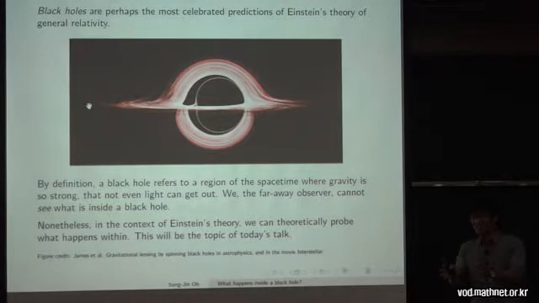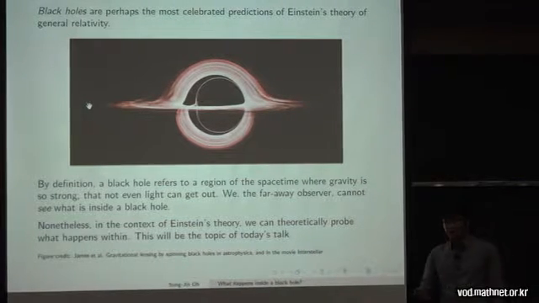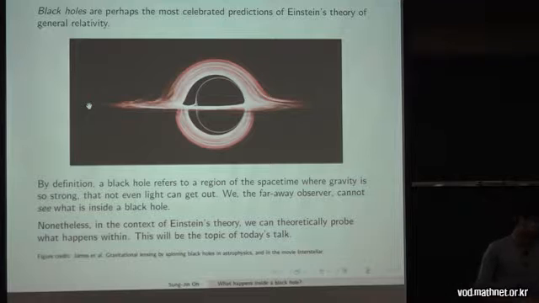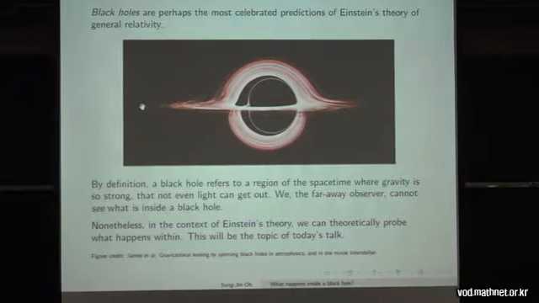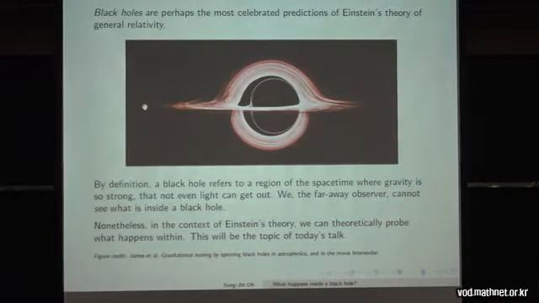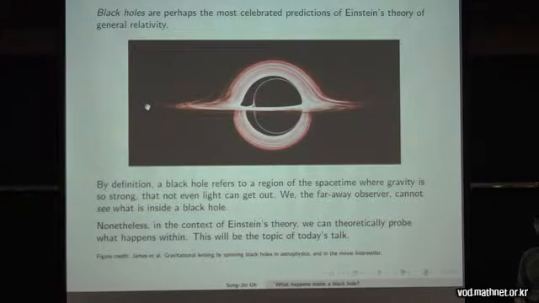So you see, by definition, this is precisely the region where we cannot see or receive any signals from, right? So there's no way to measure what's happening inside a black hole. But still, we can ask the question, what happens inside of it? And what we can do is, at least in the context of Einstein's theory of general relativity, probe what is going to happen inside a black hole using mathematical methods, right? So that will be what I would like to do in this talk.